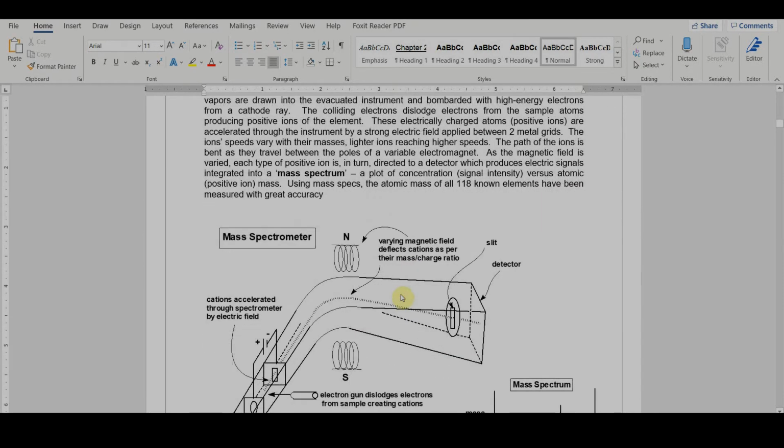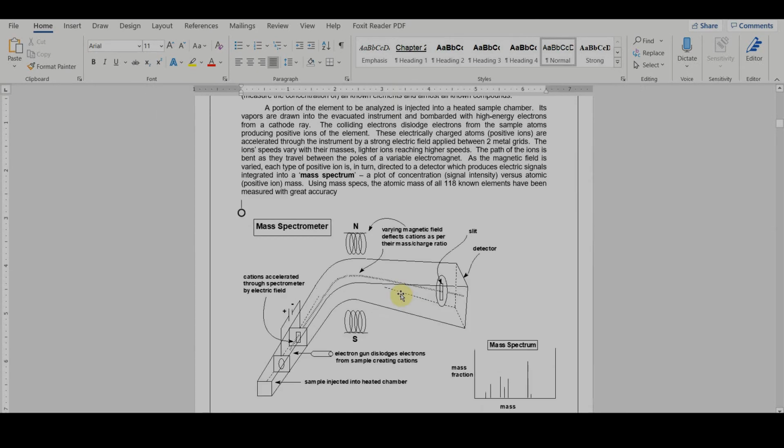And then along came the mass spectrometer, still the most powerful analytical instrument we have today. Samples injected into a heated chamber. It's bombarded with high-energy electrons, which dislodge electrons from the sample, creating cations, which are accelerated by a magnetic field and then directed to turn a corner. And of course, the angle at which they turn depends upon their mass and charge ratio.